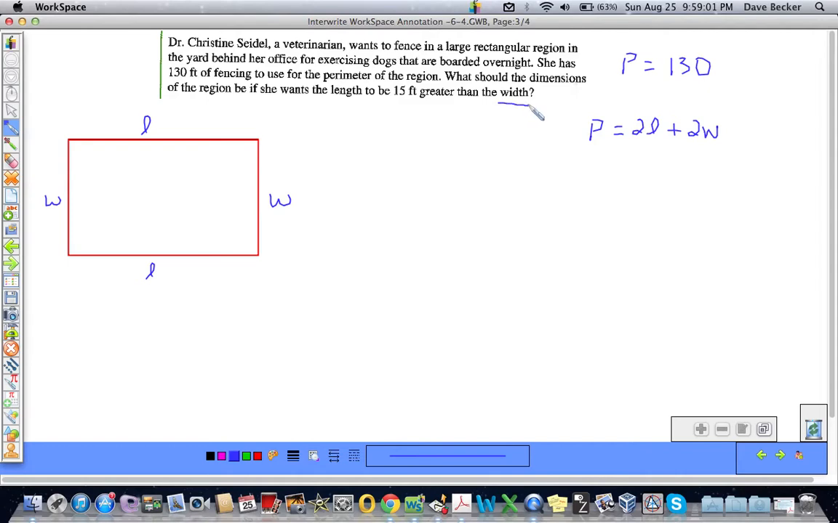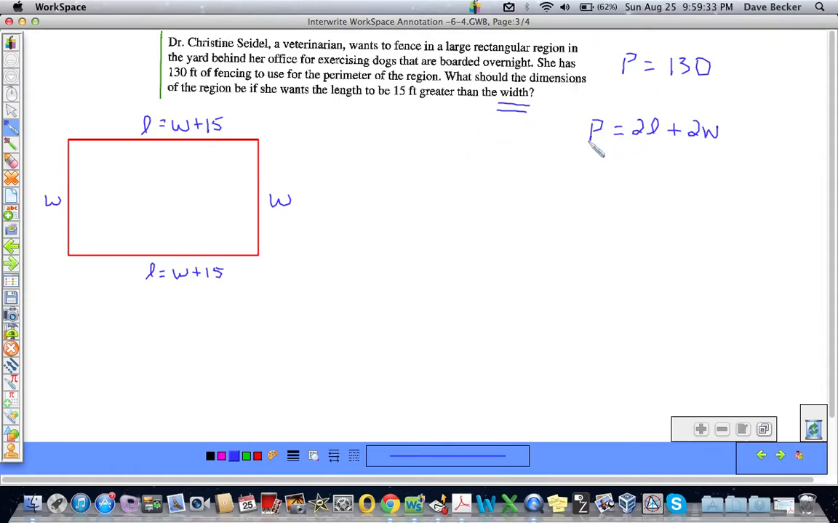So what we've got here is that the length is depending on the width. So if the length is 15 greater than the width, doesn't the length equal W plus 15? I don't have to write it down here, but I'm going to. Length equals W plus 15. That's so important because right now I have two variables over here and only one equation. And if I have one equation, I can only solve it with one variable.